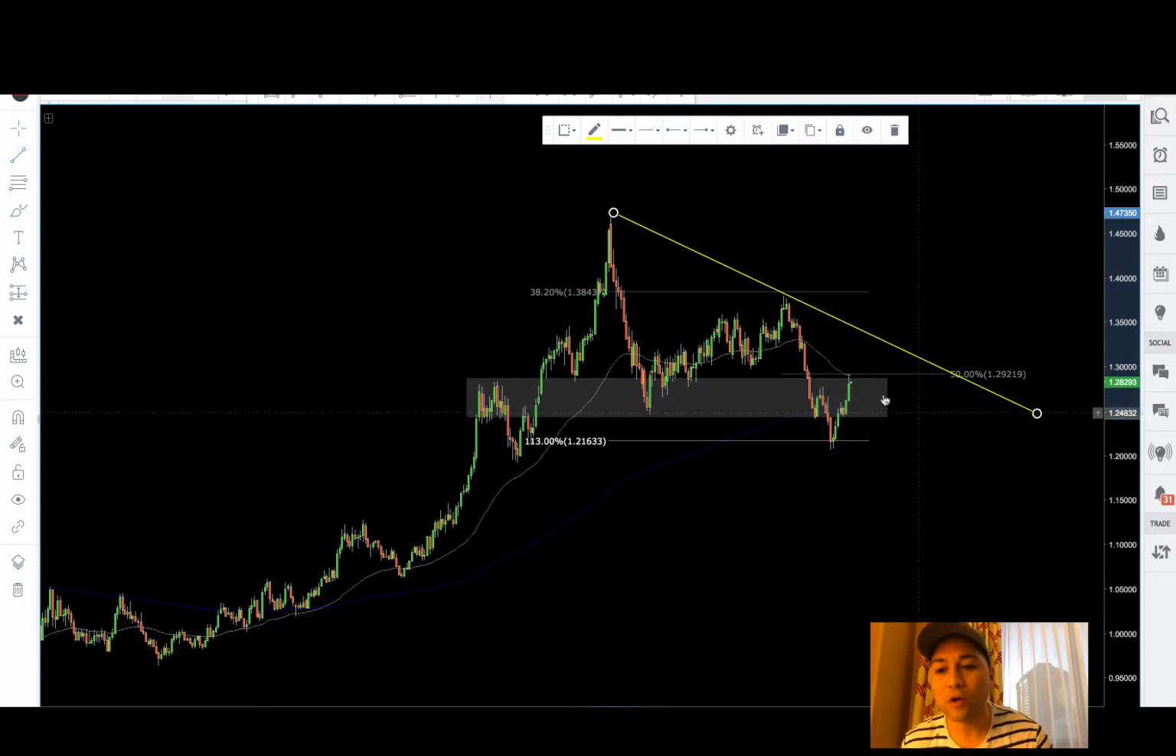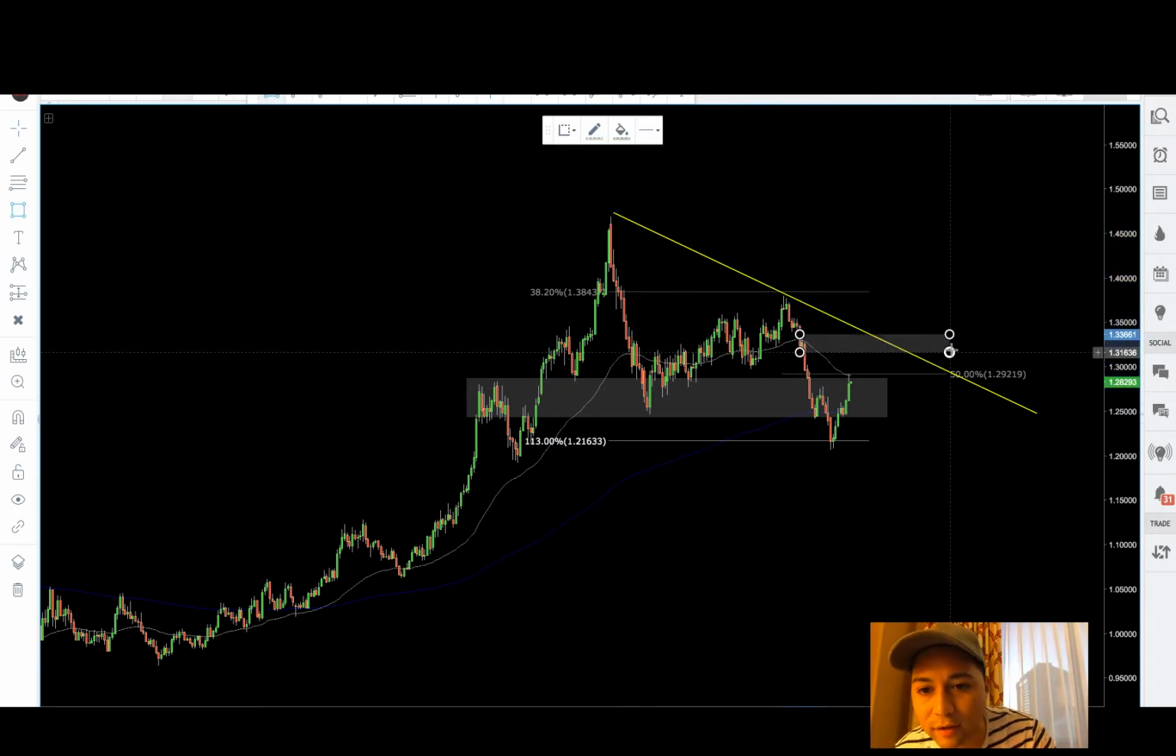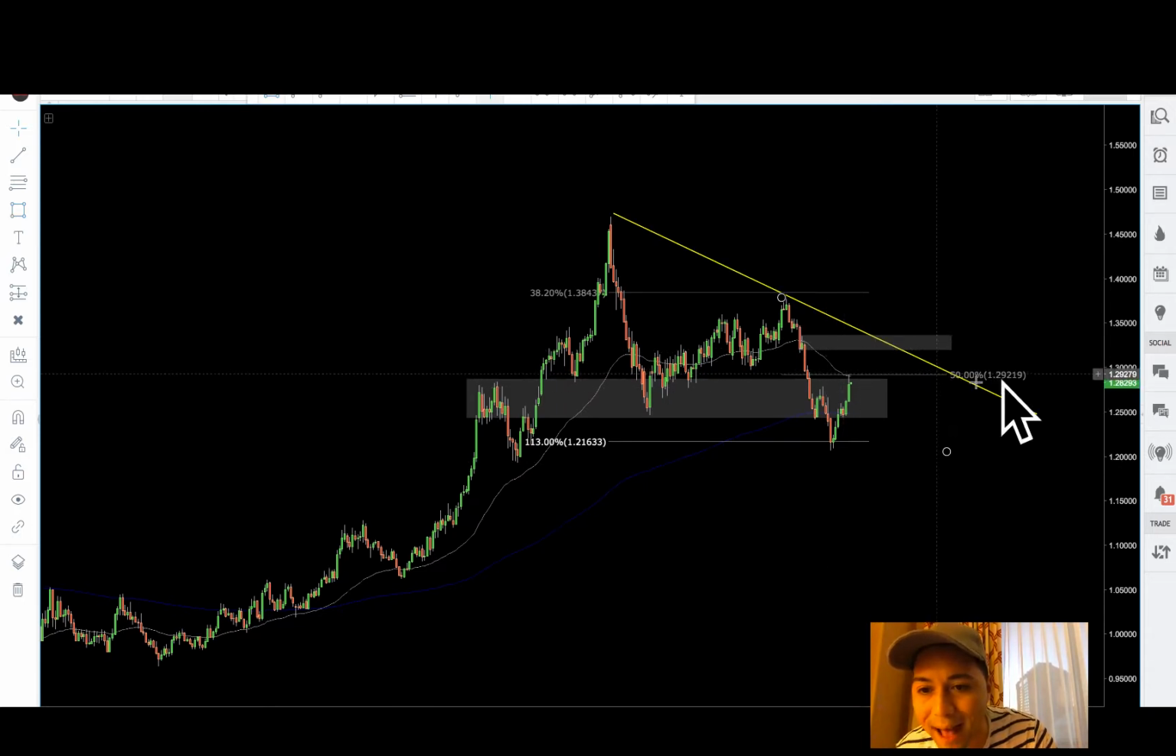So price could potentially come up to this weekly trend line and then reject, and of course we have our confluence here with this liquidity block right here. This could be a possibility if price does make it past the 129 handle, 130 big figure. So we're going to be watching and waiting.